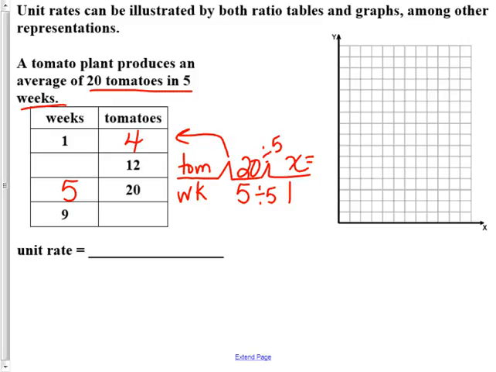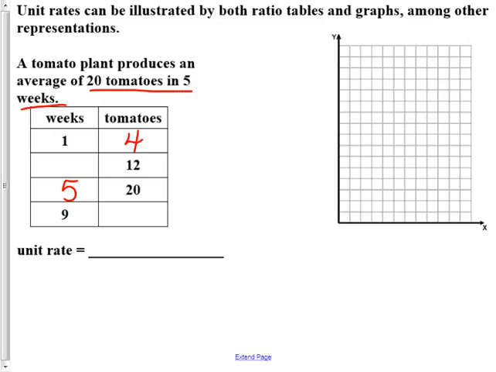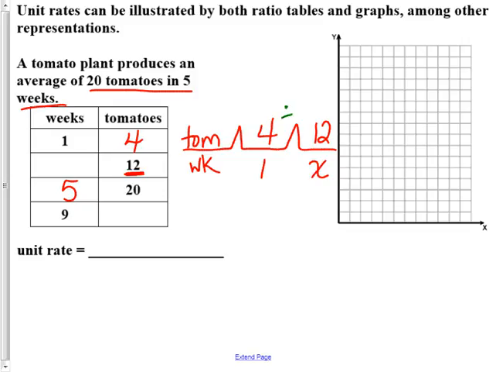Once I know that, the others become pretty easy to solve, because I can set that up as, well, if I can have 4 tomatoes in 1 week, then how many tomatoes, or 12 tomatoes rather, would take how many weeks? So I could use cross products if I wanted to, or I might say, well, 4 times 3 is 12. So I could do 1 times 3. It must take 3 weeks to grow 12 tomatoes.